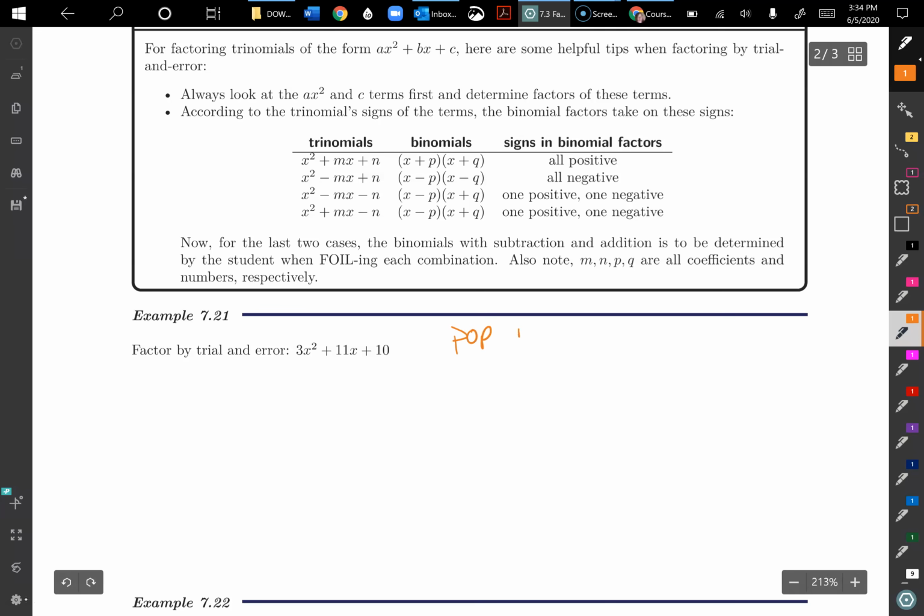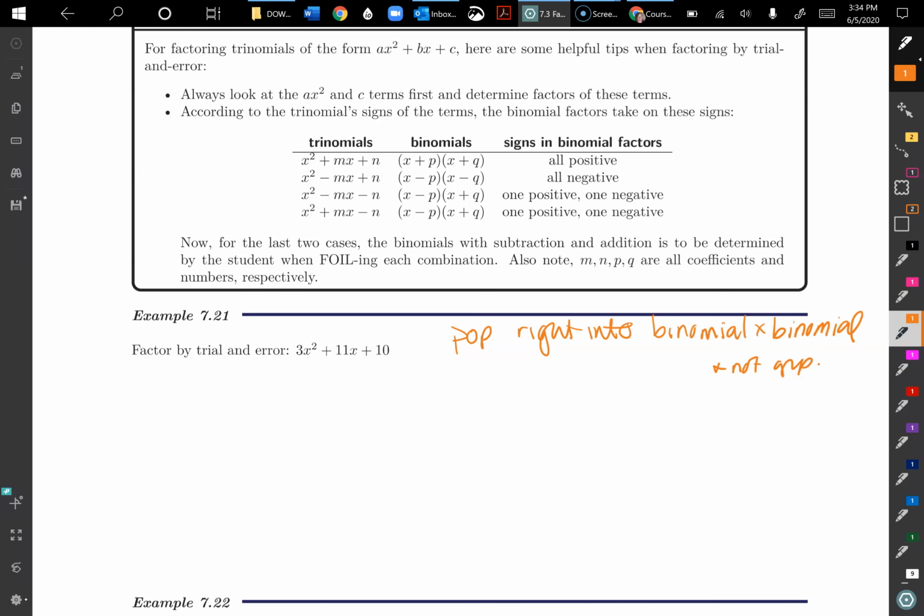So you pop right into binomial times binomial, and not grouping. Okay, you're not going to split apart the middle term in this case. You're just going to write your parentheses right next to each other like that. No plus in there on this one, where before you did have a plus or a minus. So that's really the key difference in what I mean by don't mix your methods. That'll really mess you up.